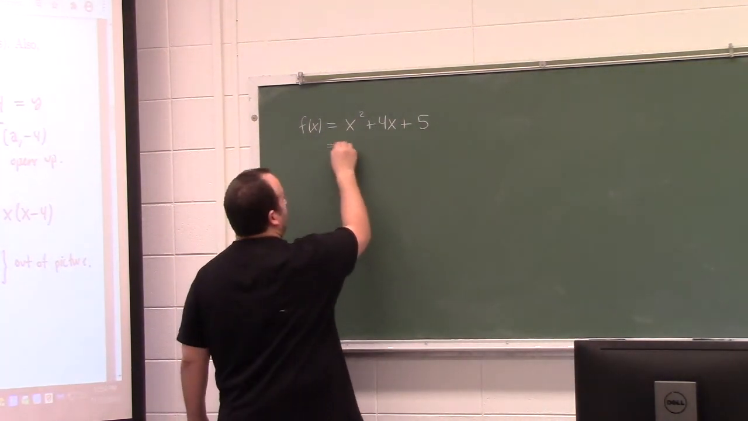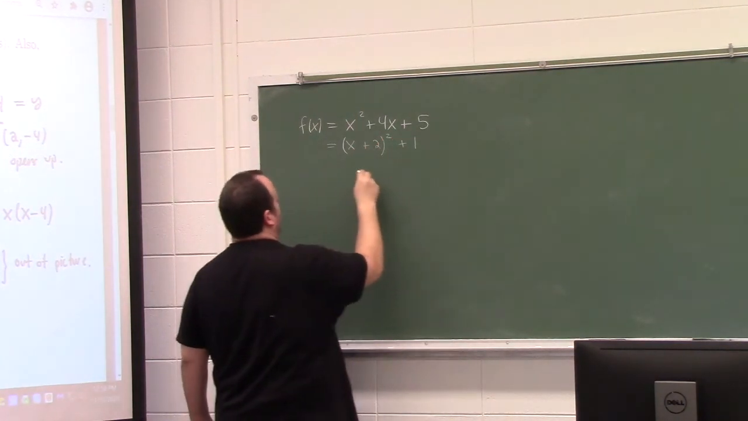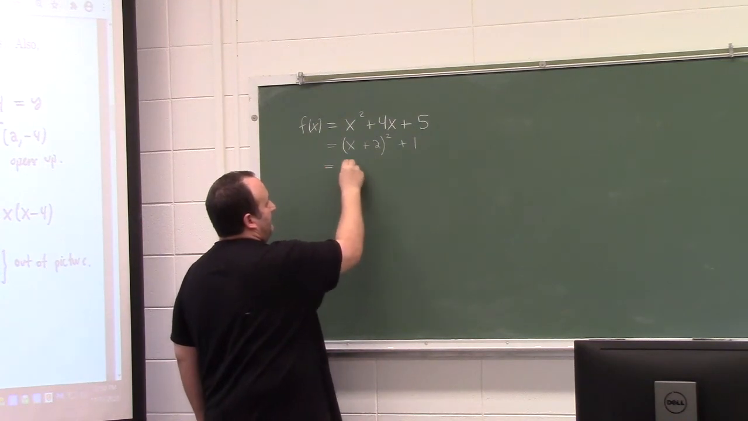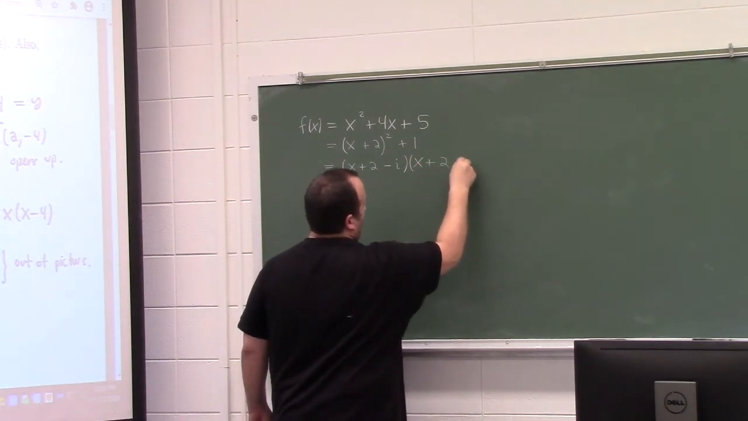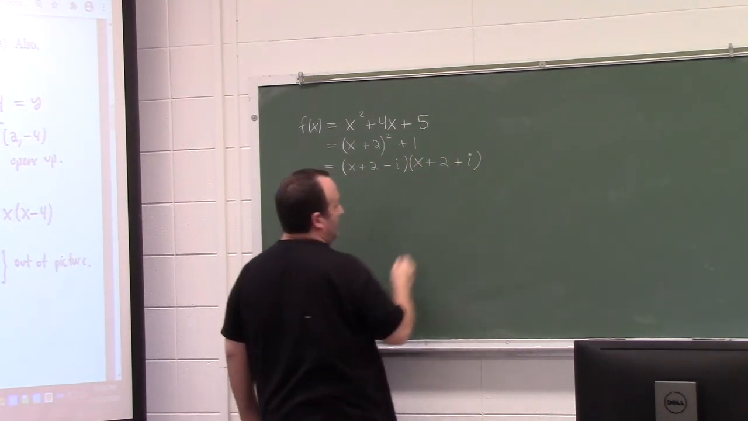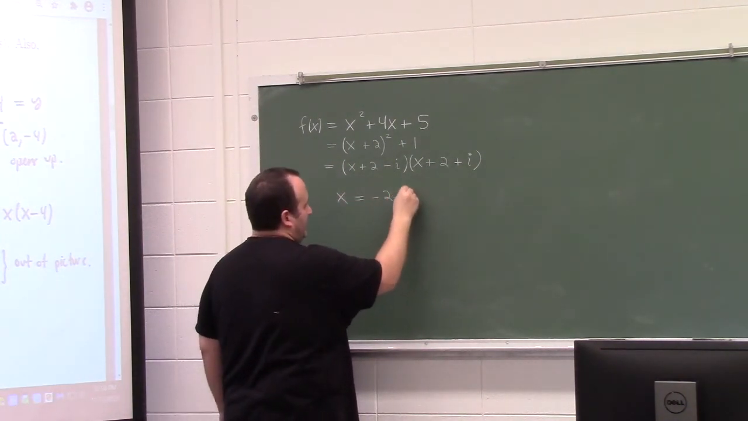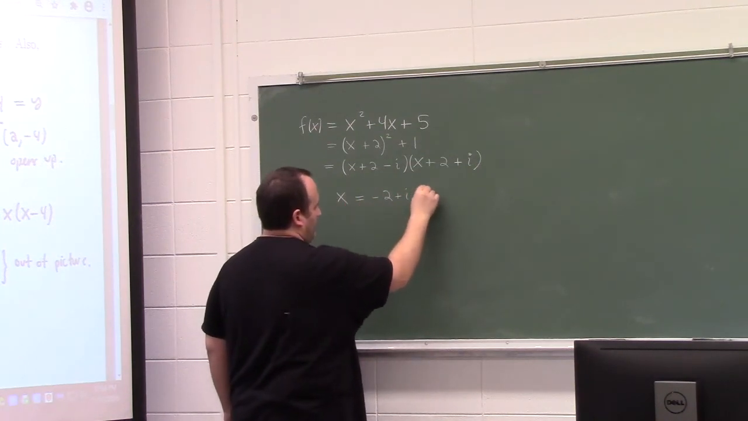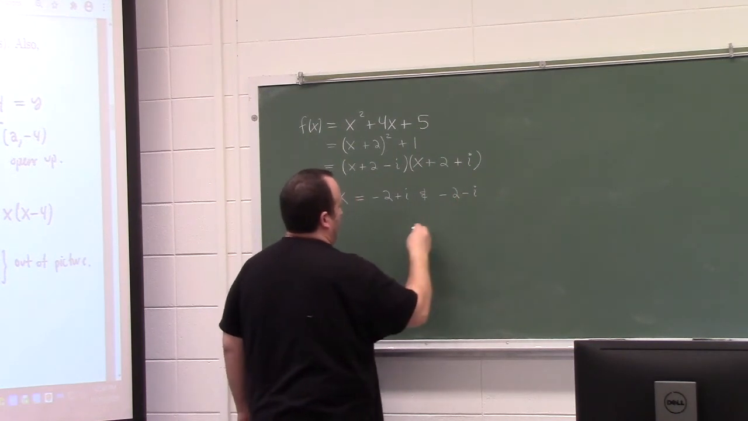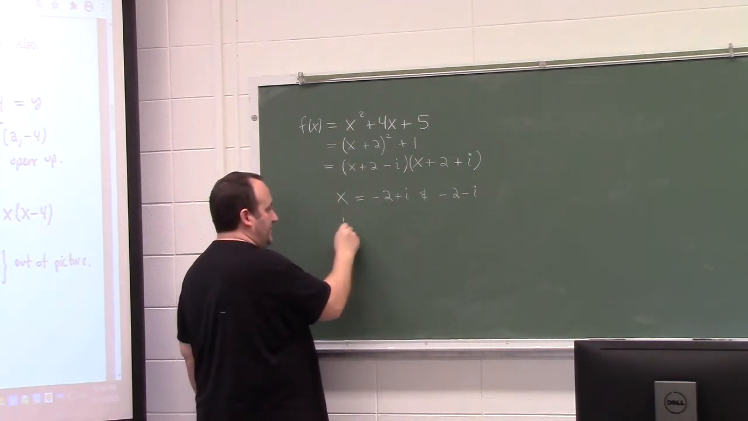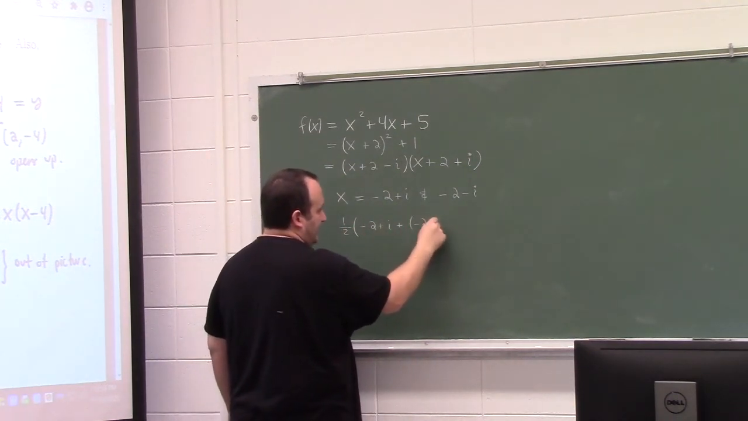Complete the square. So if we factor this over the complex numbers, it looks like that, right? So our roots are x equals minus 2 plus i and minus 2 minus i, right? If we take the average of those, 1/2 times minus 2 plus i plus minus 2 minus i, what do we get?